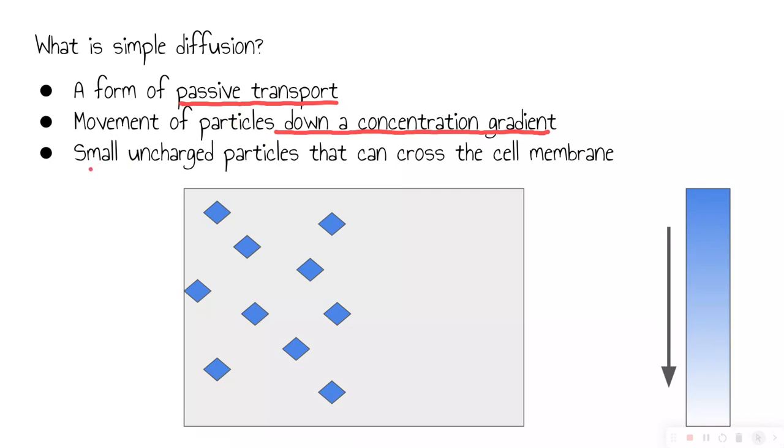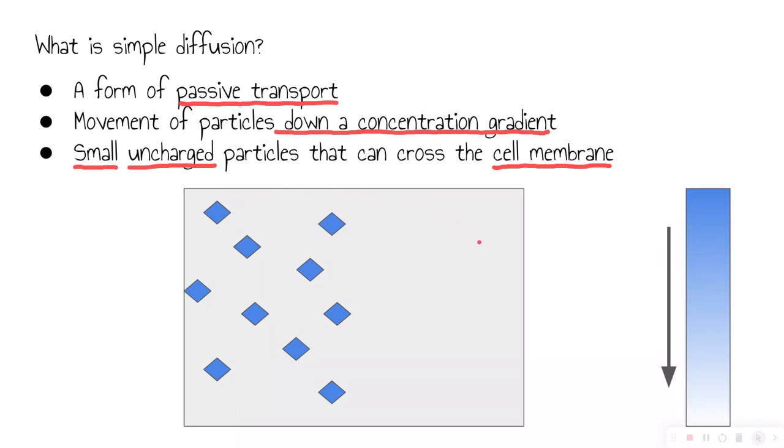And if we're talking about diffusion across a cell membrane, this is going to be small, uncharged particles that can cross directly through the cell membrane. If particles are too large or they have a charge, then they can't cross the cell membrane by simple diffusion. They'll need to cross by facilitated diffusion, and I have another video about that.